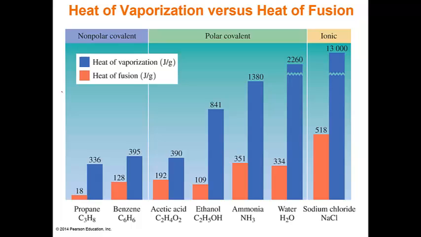All right, so when you look at the type of bonds and the joules needed based on those bonds: if it's a non-polar covalent bond, very little energy, or joules per gram, is needed, versus polar covalent. And then remember, we said ionic bonds are the strongest bonds, so much more heat is needed to get those to melt and boil.